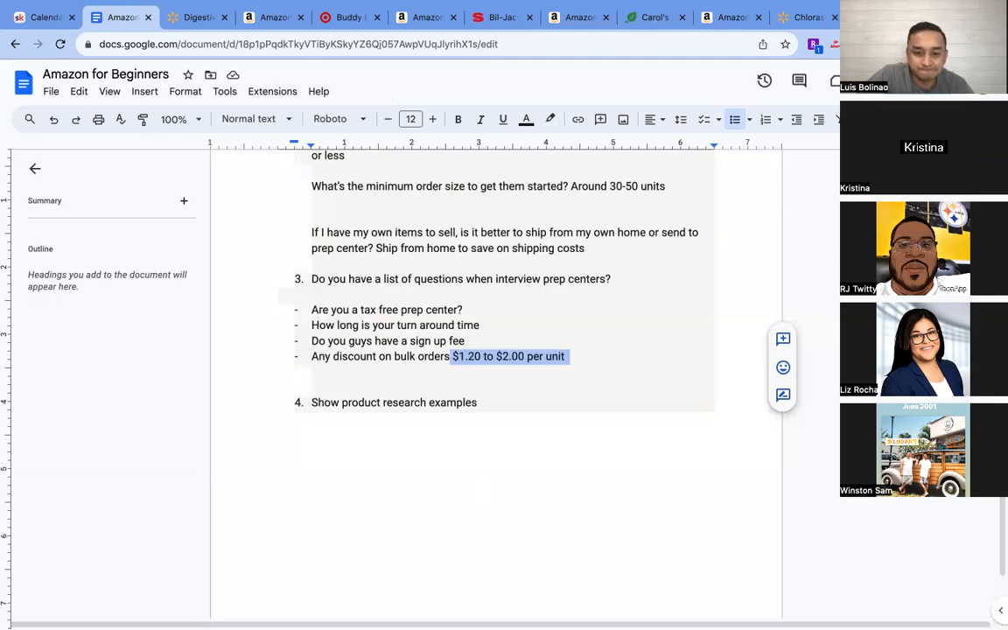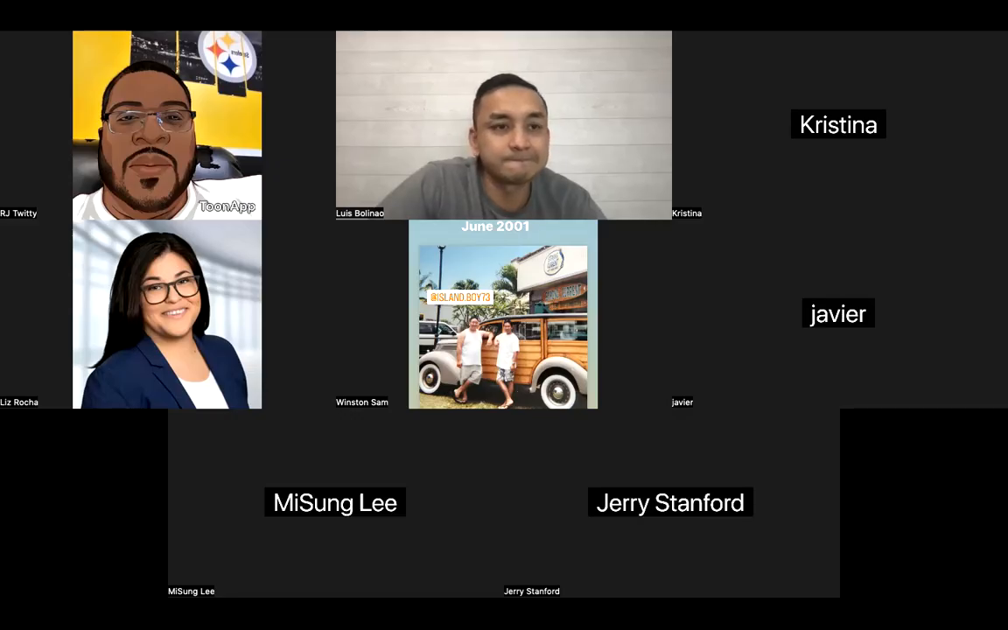So for the software that you're using for your product research, is there a flat cost, or is there a monthly charge to have those? It's a monthly charge. It's pretty cheap though. Seller Amp is like $20 a month, and same with Keepa. Keepa is $20 a month also.